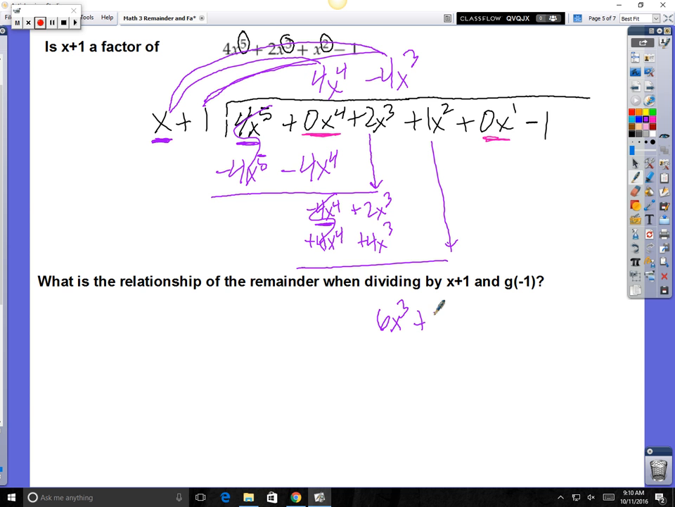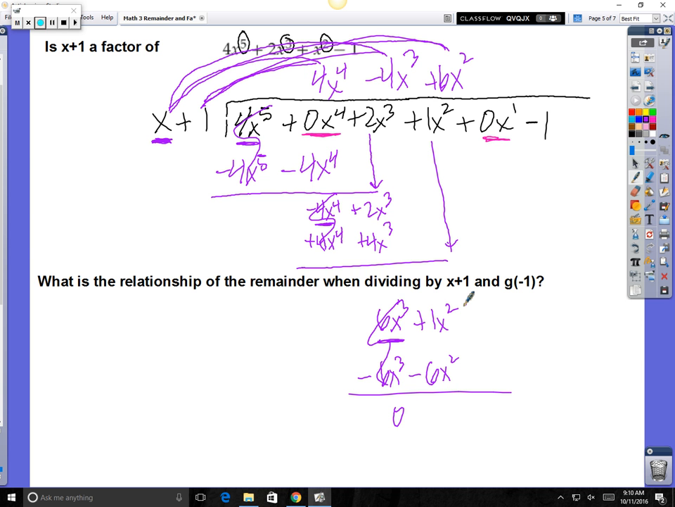Your next piece is a plus 1x squared. And what can you times x by to turn it into 6x cubed? You're going to times it by 6x squared. So 6x squared times x is 6x cubed. And 6x squared times 1 is 6x squared. But now, change the signs. Change that to a minus. Change that to a minus. That is 0. And that is a minus 5x squared.